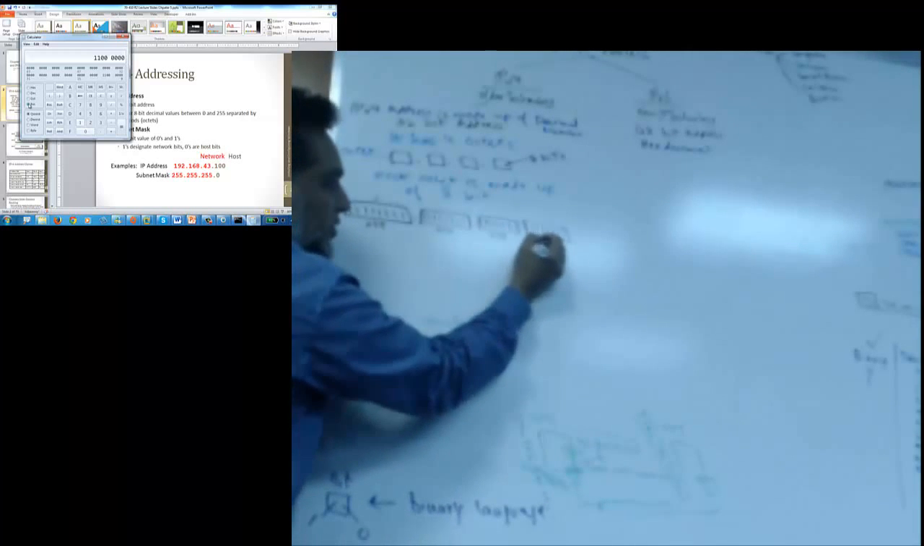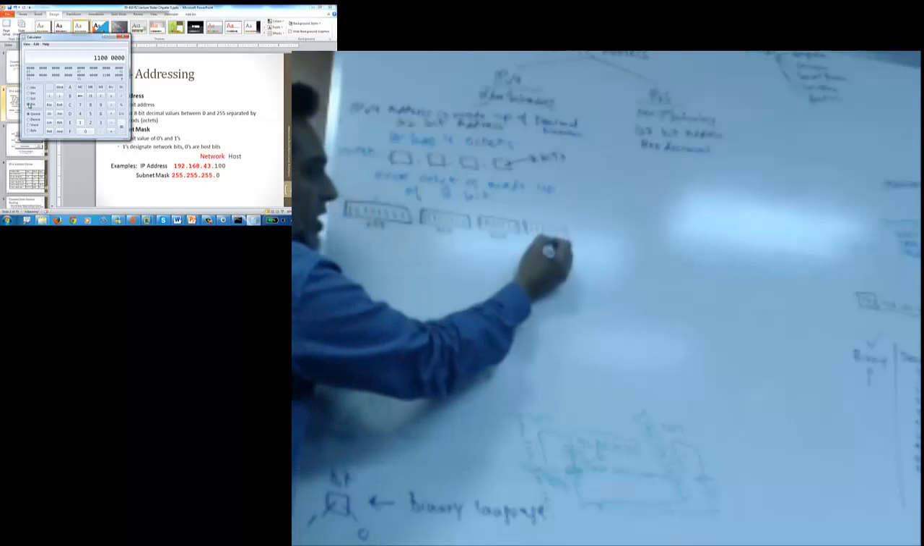Okay, so that's fine. It was converted. But here, IP address here, so let's write this number here. So here, if I convert this number, it will be 255. This will also be 255. This will also be 255. This will also be 255.